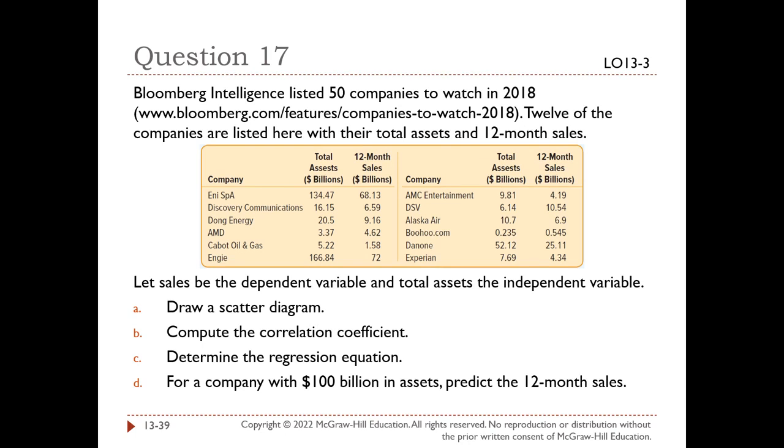This one's going to bring a lot of fun. We got this though. Okay? So, Bloomberg Intelligence listed 50 companies to watch in 2018. 12 of the companies are listed here with their total assets and 12 months of sales. Let sales be the dependent variable and total assets be the independent variable. They want us to draw the scatter diagram, compute the correlation coefficient, determine the regression equation, and for a company with $100 billion in assets, predict the 12 months of sales. Lots of fun there.